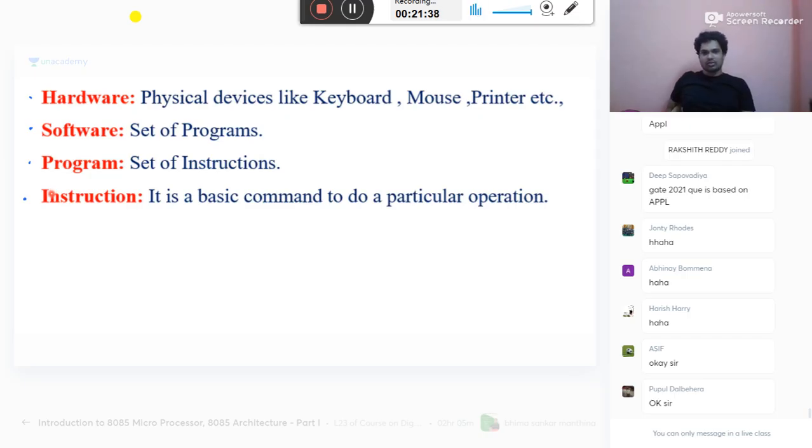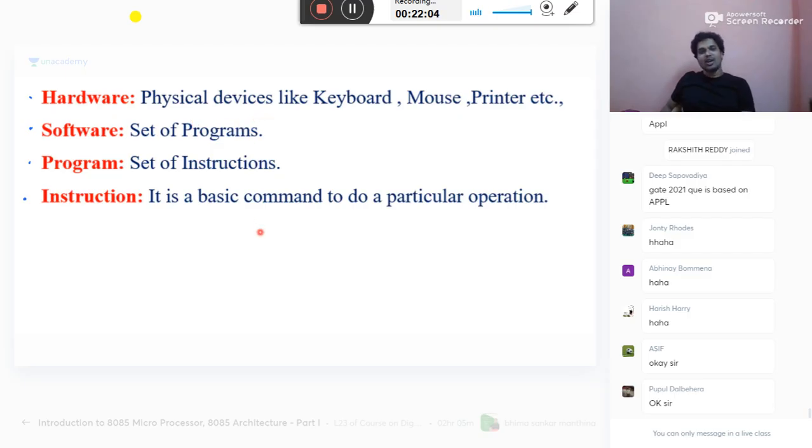Hardware is of no use without software. Software will tell what work is to be done by your computer. Who will make it to be done by the computer? Software will make the computer do it. So what does software contain? Say you have some particular software, what is it having? It is nothing but a set of programs. What is a program, sir?